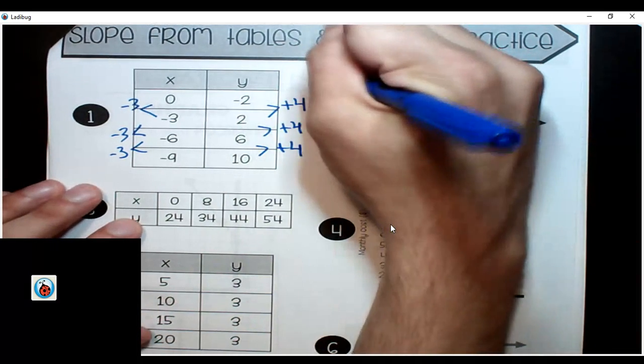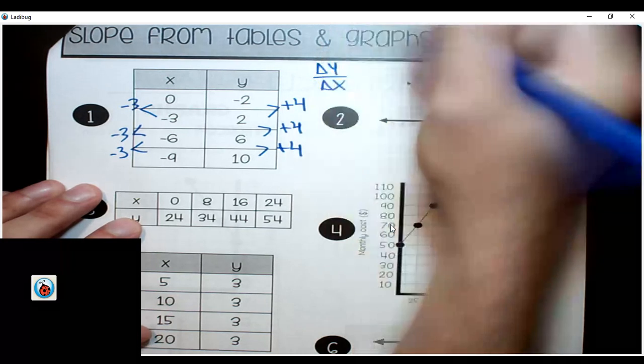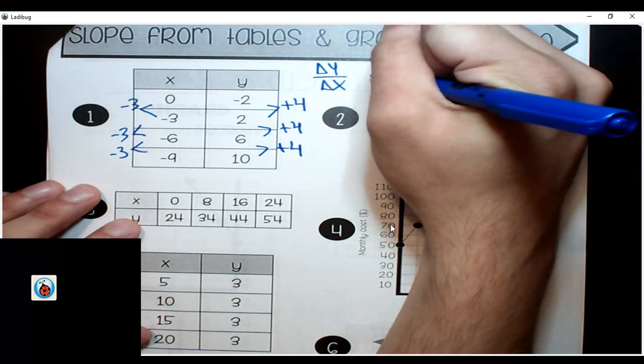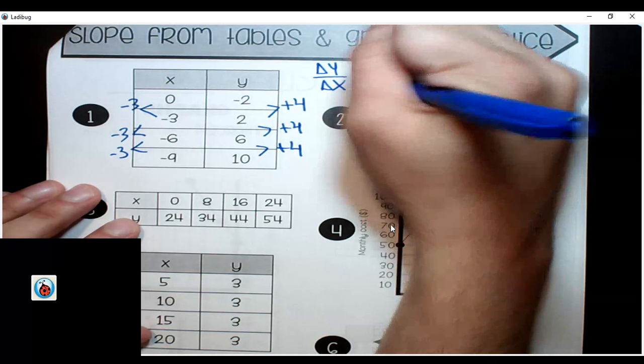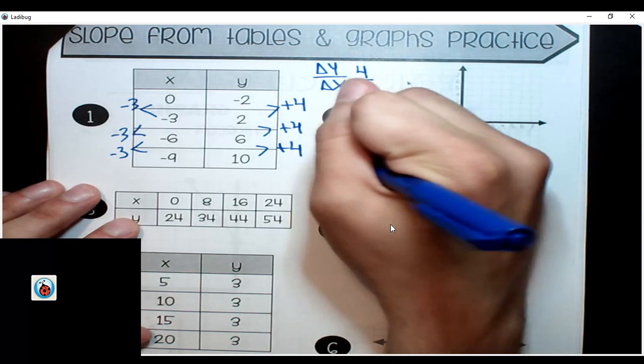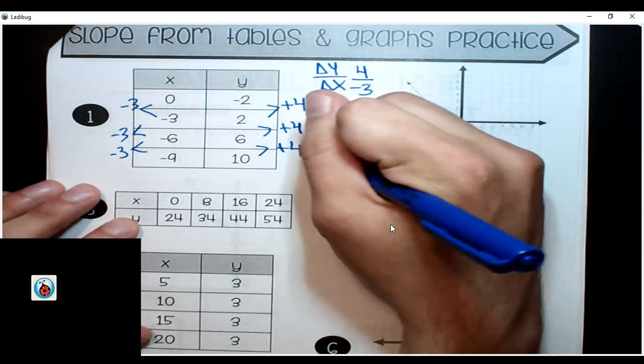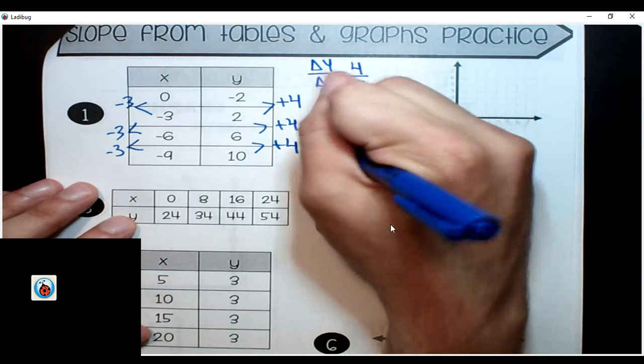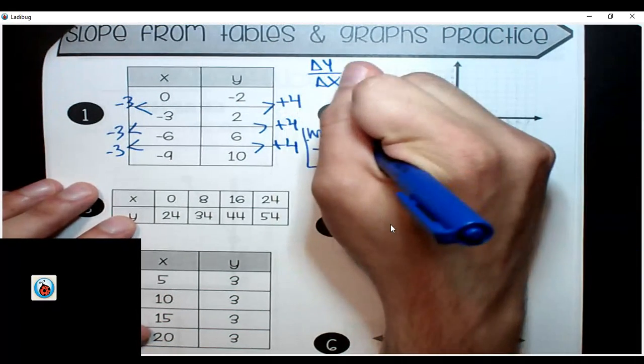So our delta Y over delta X would be 4 over -3, which is -4/3. So your slope, M, would equal -4/3, excuse me.